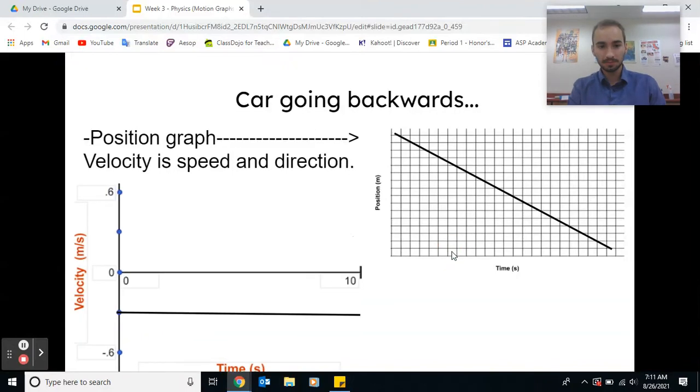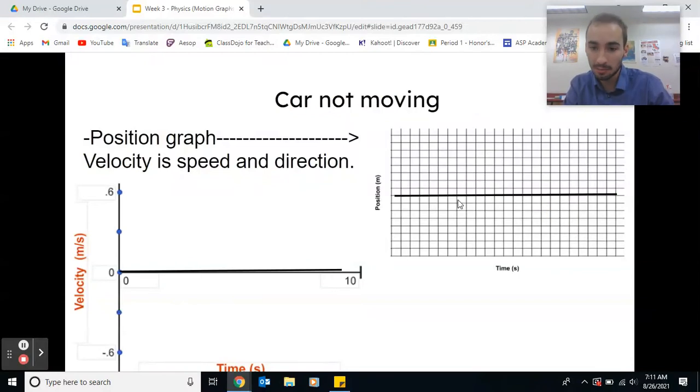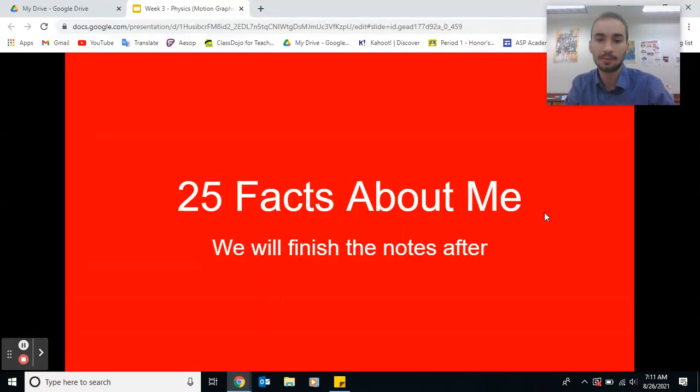So if the velocity is negative, that means the car is going backwards, but it's still flat because the car is moving at the same speed. And if the car is not moving, the position is flat, so is velocity.